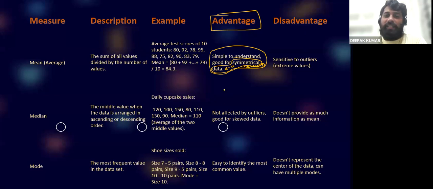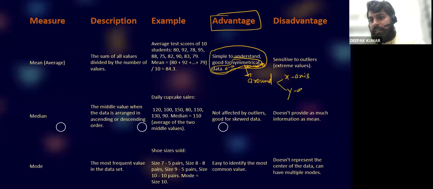Okay. Can you see? Symmetrical data simply says the data holding any type of symmetry. The symmetry can be around the x-axis. Symmetry can be around the y-axis. Symmetry can be around the origin.